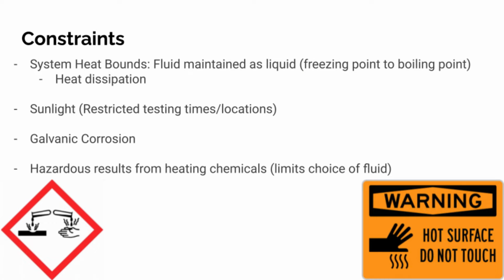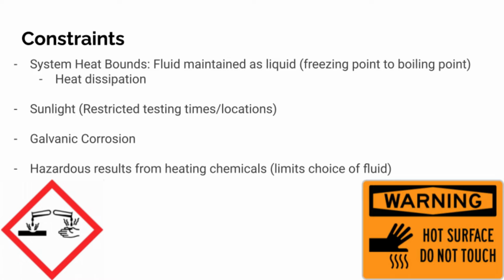A user of this product is looking to generate electricity exclusively using solar energy. The design of such a product is constrained by a variety of factors related to safe operation of the system. The fluid must be maintained as a liquid to keep the cyclic nature of the project intact. The project is also very dependent upon the availability of sunlight.